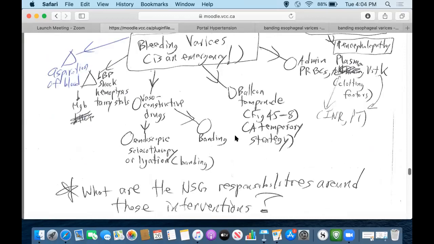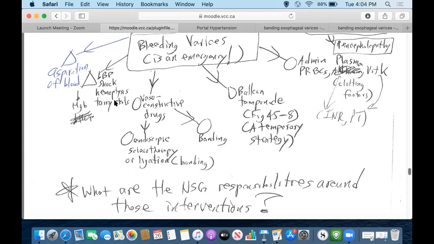When you think of nursing interventions around each one, some of them you're just standing by. You're not doing the balloon tamponade, but you're obviously monitoring airway and that kind of stuff. If you think of the blood products, think of everything we talk about in fundamentals about blood and IV administration. That's your responsibility for monitoring and stepping in if there's an emergency.